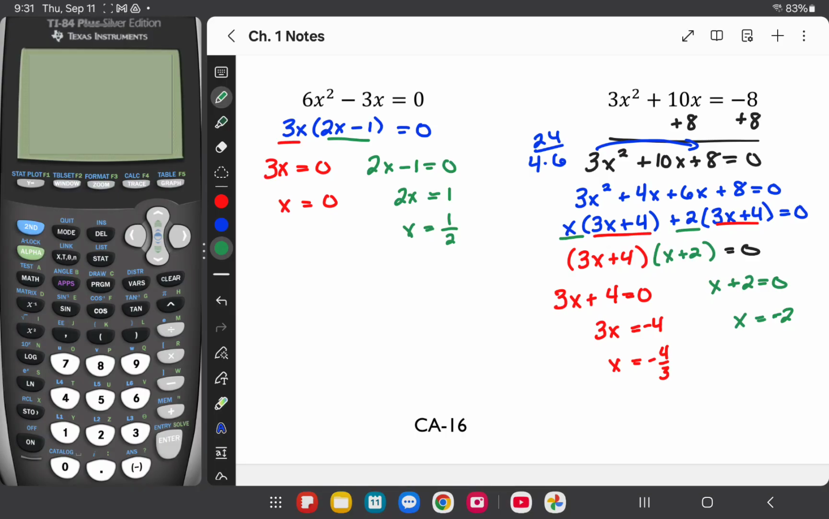So solving by factoring is as simple as making sure your equation is in standard form, going ahead and factoring, and then setting your factors equal to 0.